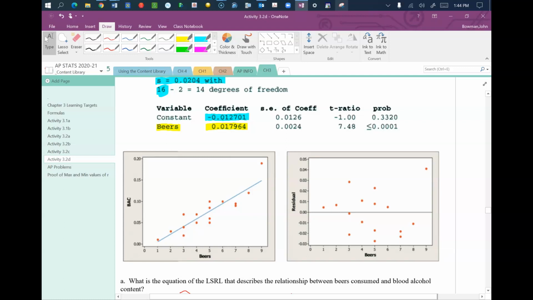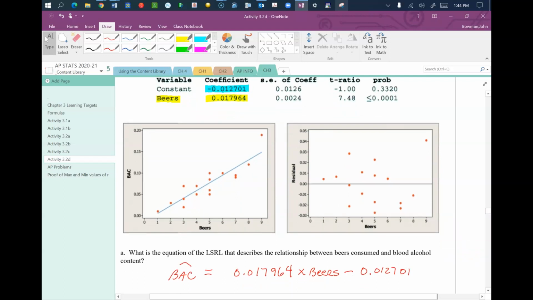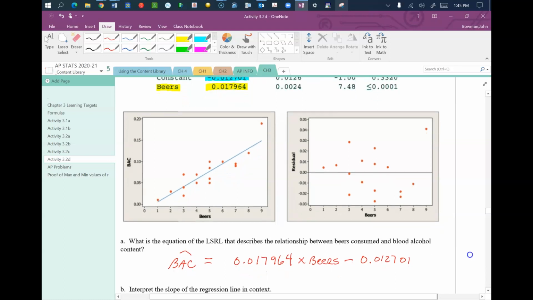questions. What is the equation of the least squares regression line that describes the relationship between beers consumed and blood alcohol content? Well, hopefully you would say that the predicted blood alcohol content is 0.017964 times the number of beers minus 0.012701, and write it down something like that, or write it down as y hat is equal to the slope times x minus 0.012701, and define x and y hat.